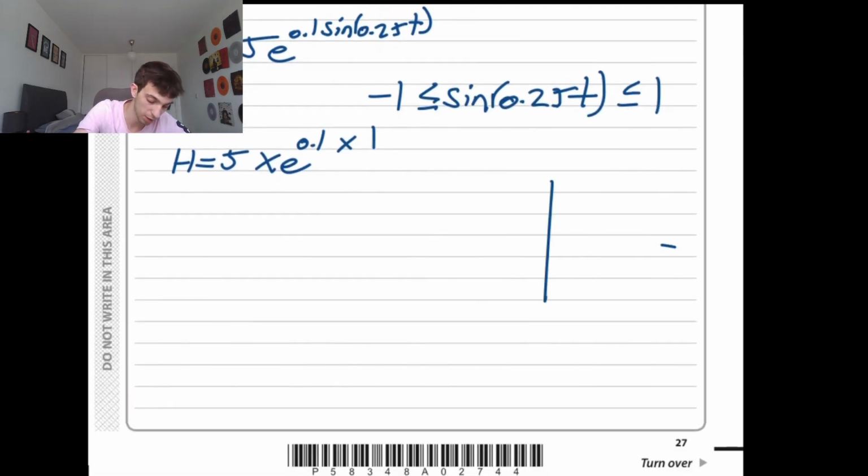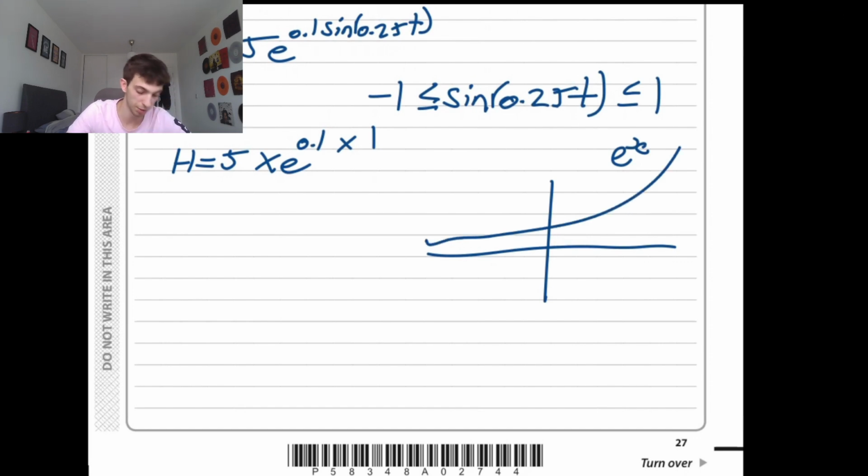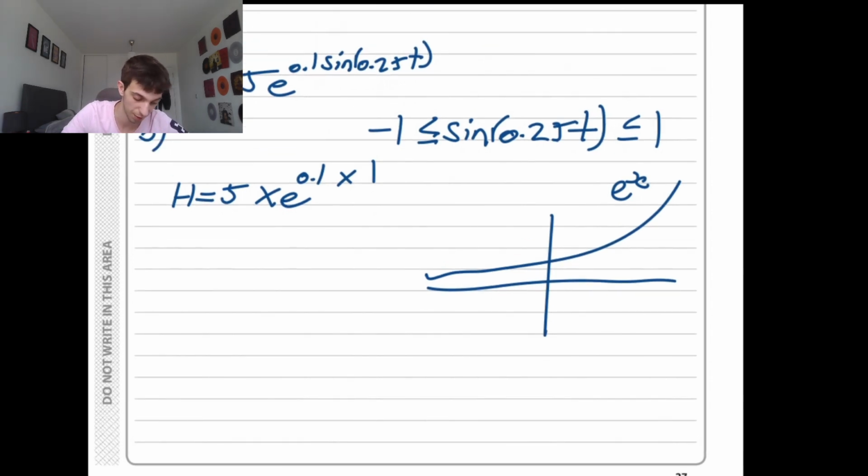The reason we want the most positive value for e to the power of something is because if we draw out our e to the x graph, we can see, apologies, it's not ideal, but the more positive x value we put in, the more positive y value we get. So to get the maximum possible height, we're going to want e to the power of the most positive number. So this is going to be using that maximum possible value of sine to be 1, okay? Sometimes they may want you to take the minimum possible value if you're taking something away, for example. But in this case, we care about when sine of whatever equals 1.